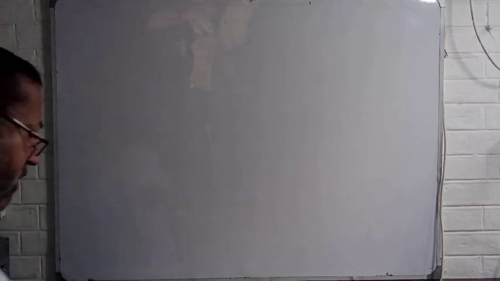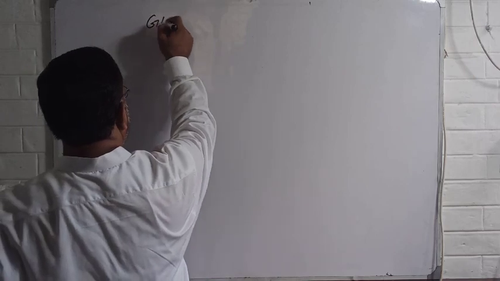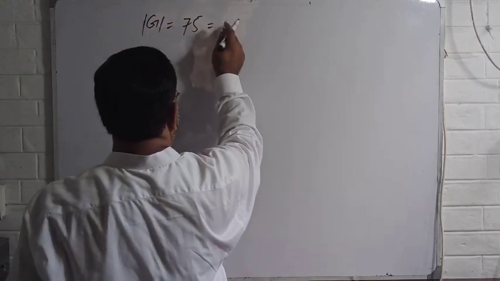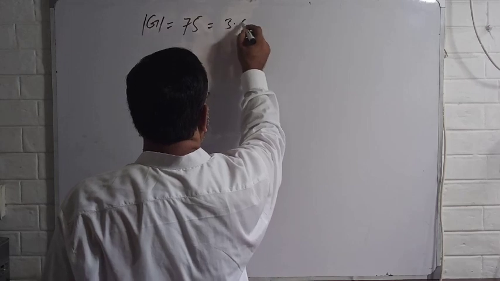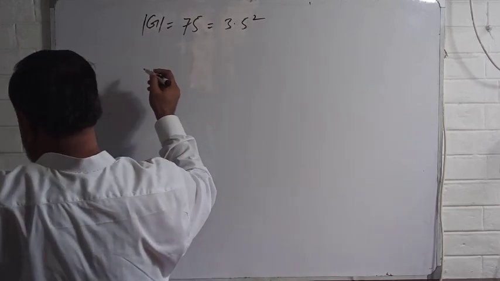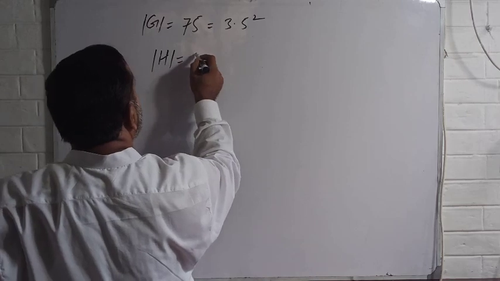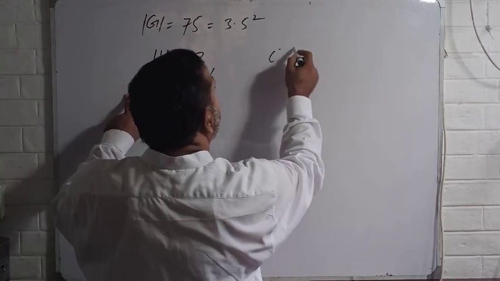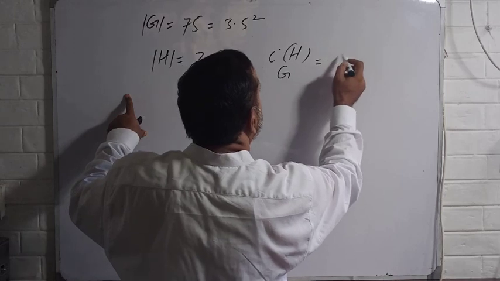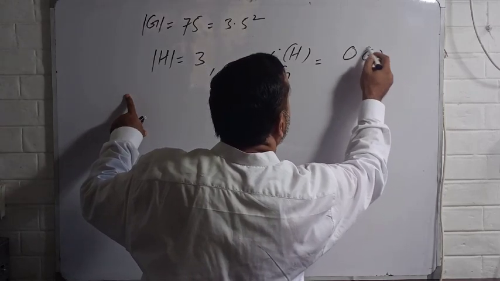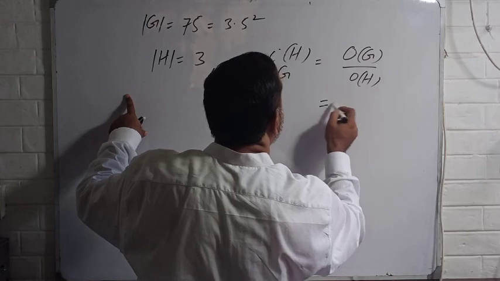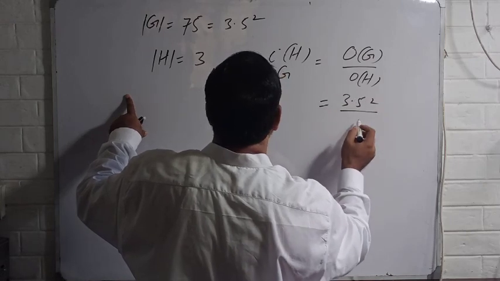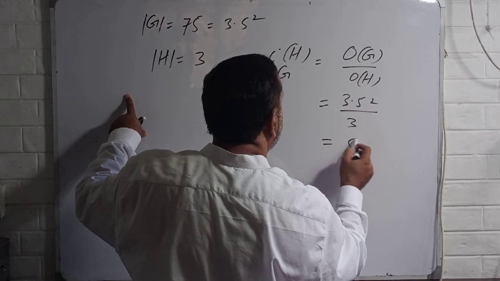Okay, you can check this definition as well. Suppose G is a group of order 75, which is equal to 3 into 5 square. So if the order of H is equal to 3, then what is the index of H in G? Order of G by order of H, which is 3 into 5 square over 3, that is 5 square.